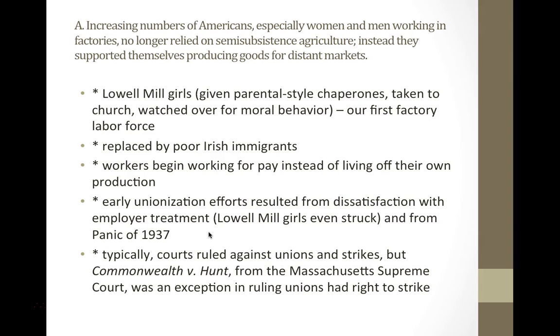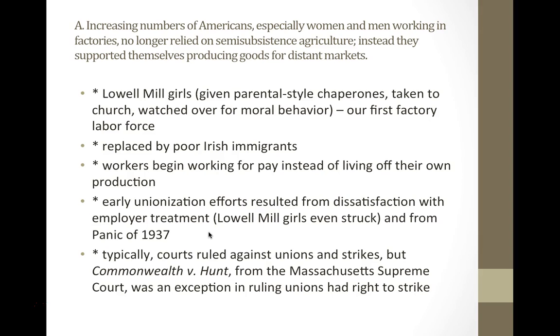In the North, we're going to have the Lowell Mill girls, who had chaperones and parents, but it's our first factory labor force. Over time, they're going to be replaced by poor immigrants, mainly Irish. Workers begin working for pay, so they're not living off their own production. They're not creating things to use by themselves, but actually going out to work for pay.